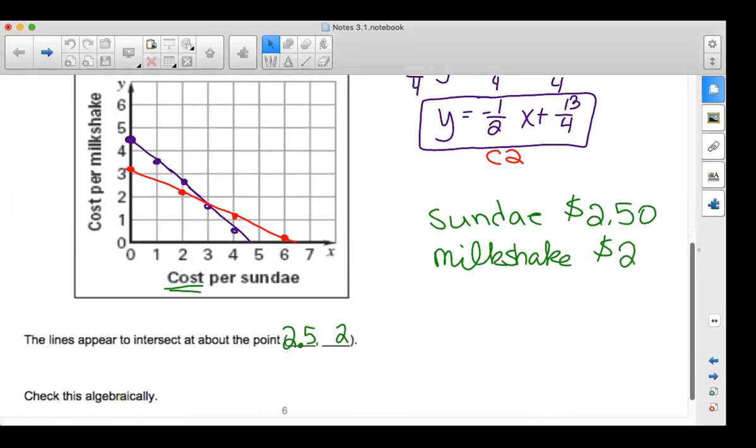I think some of you graphed it, if you used Notability and got that straight line, some of you got that point to be pretty close to looking like 2.5 and 2. Mine is a little off. Does anyone have questions? Anyone have problems with the calculator?